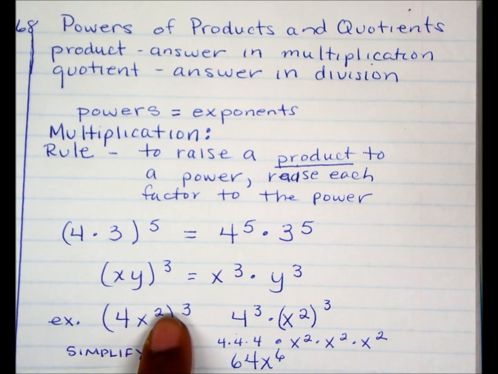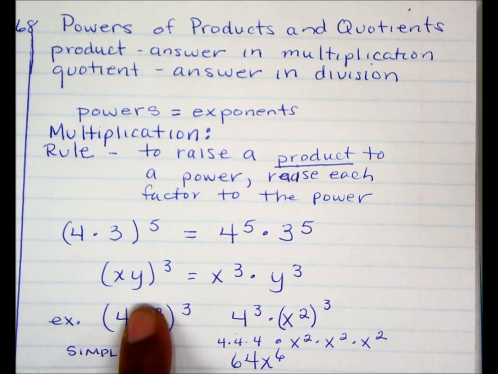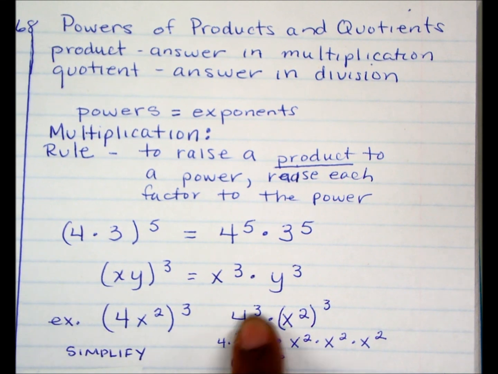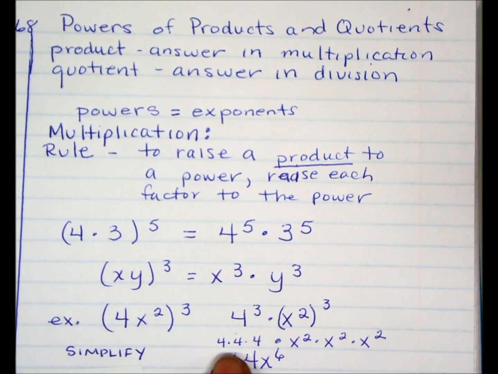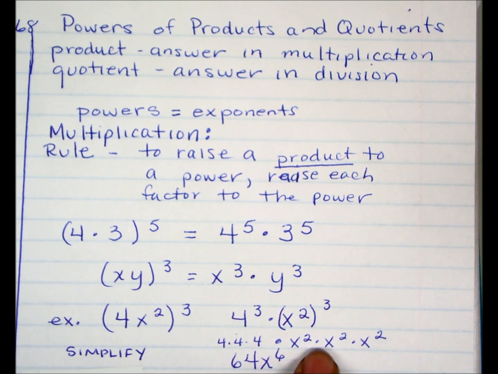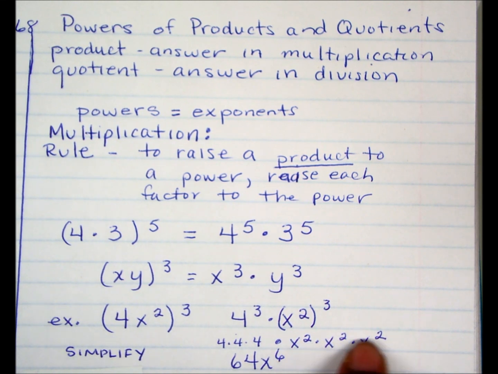We have 4x squared raised to the 3rd power. So I separated them, and I raised 4 to the 3rd power, and then I raised x squared to the 3rd power. This is what it looks like. 4 times 4 times 4 times x squared times x squared times x squared. We know that 4 times 4 is 16, and 16 times 4 is 64. And whenever we multiply exponents, we add them together. So we get 6 here. So it's 64x to the 6th power would be it in simplified form.